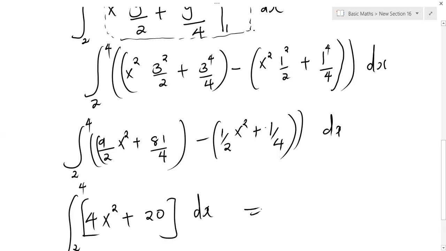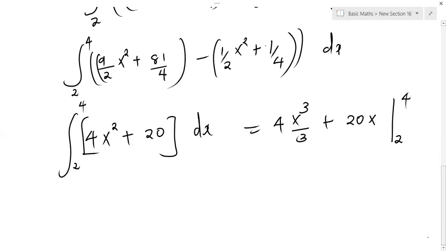Now we want to integrate whatever we have left here with respect to x. So 4x squared with respect to x will give us 4x cubed over 3 plus 20x. We are now integrating the ranges from 4 to 2. So this simply gives 4 over 3. Instead of x, I'll put 4 cubed plus 20. Then instead of x, I'll put 4.